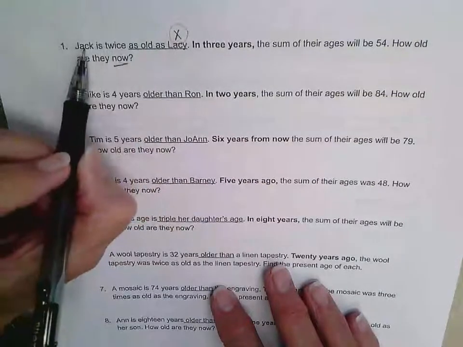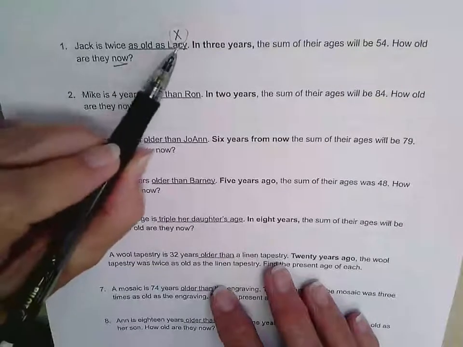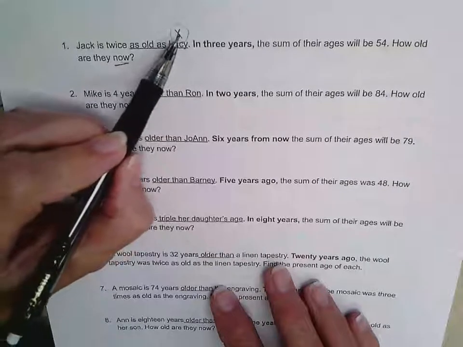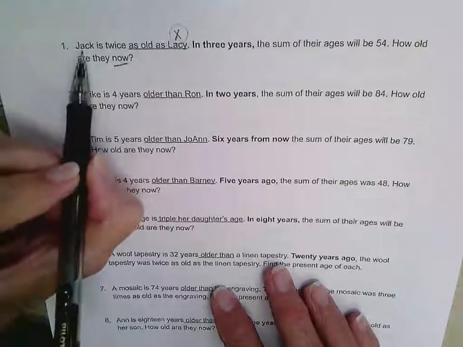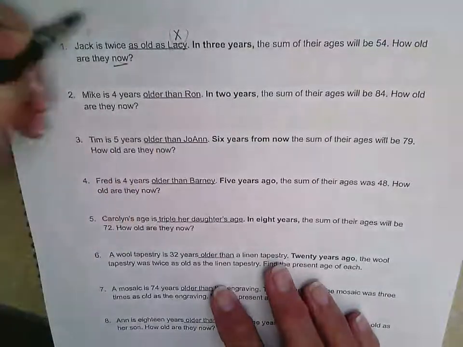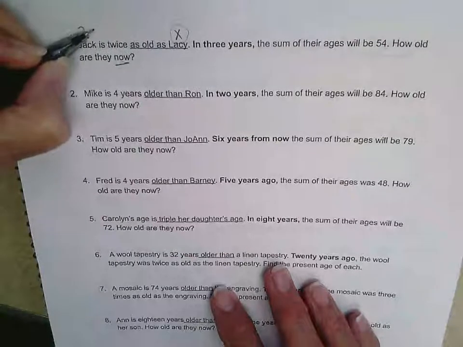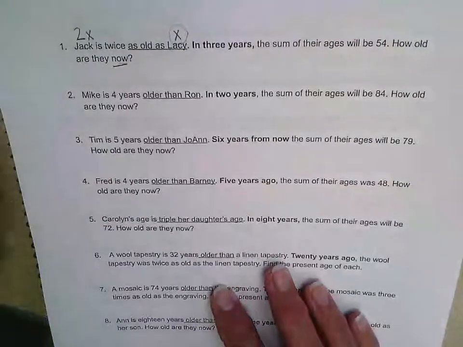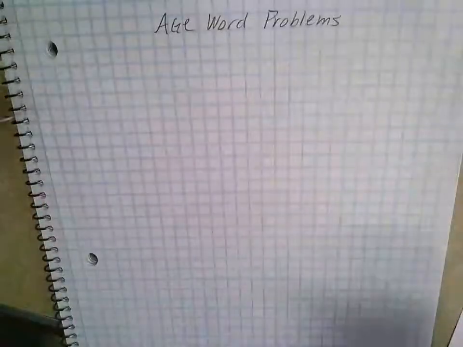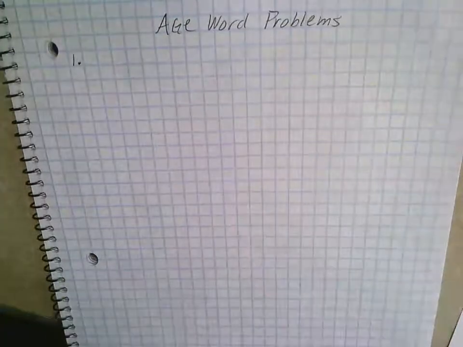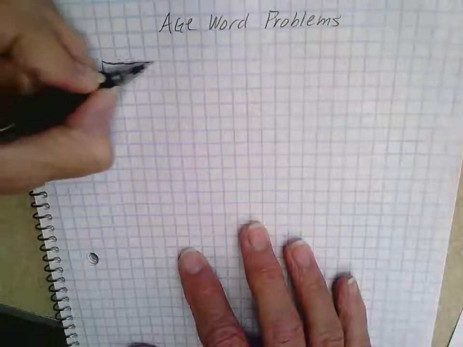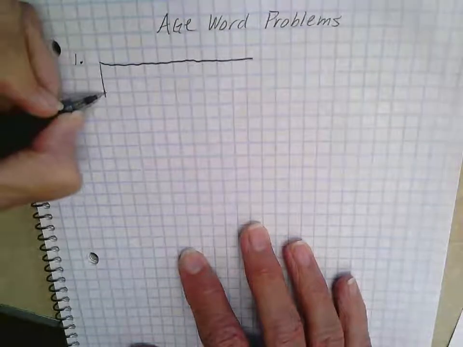So when we look at Jack, we have to relate his age in terms of Lacey's age, or in terms of X. And this first sentence tells us that Jack is twice as old as Lacey. So that would be 2X. Now, I'm going to stop here and set up a table for this problem. And this is an organizational strategy that works really well for these types of problems.